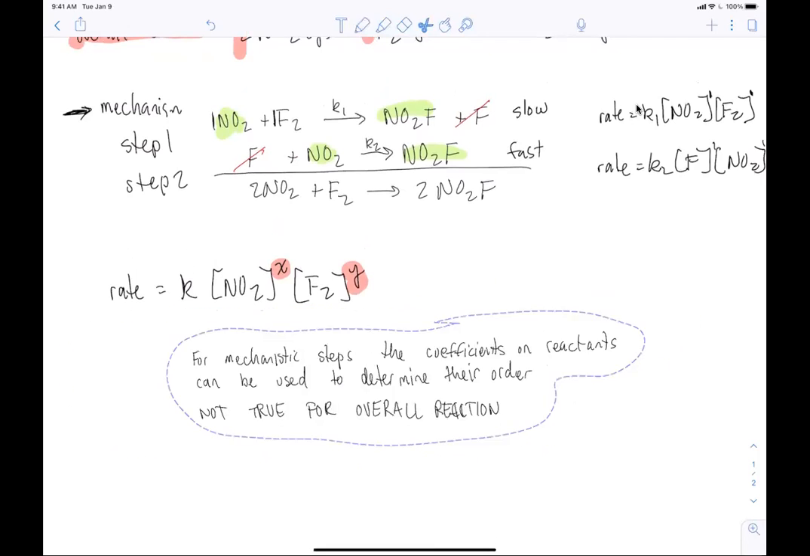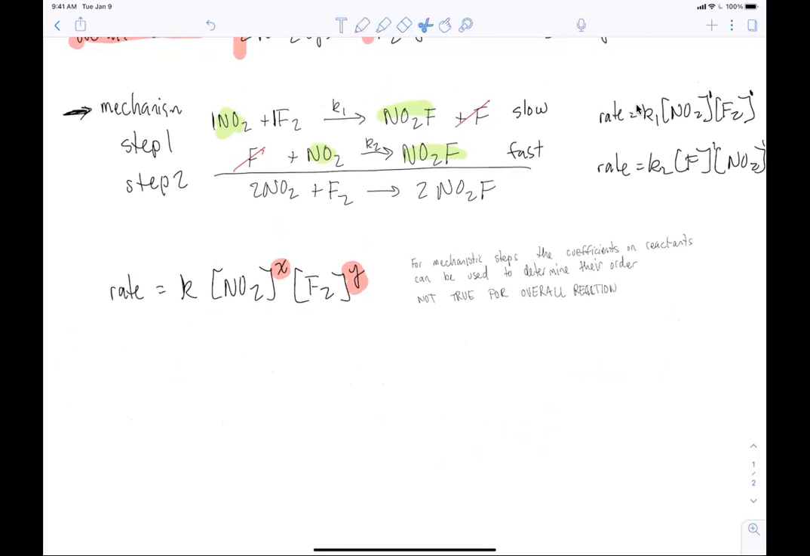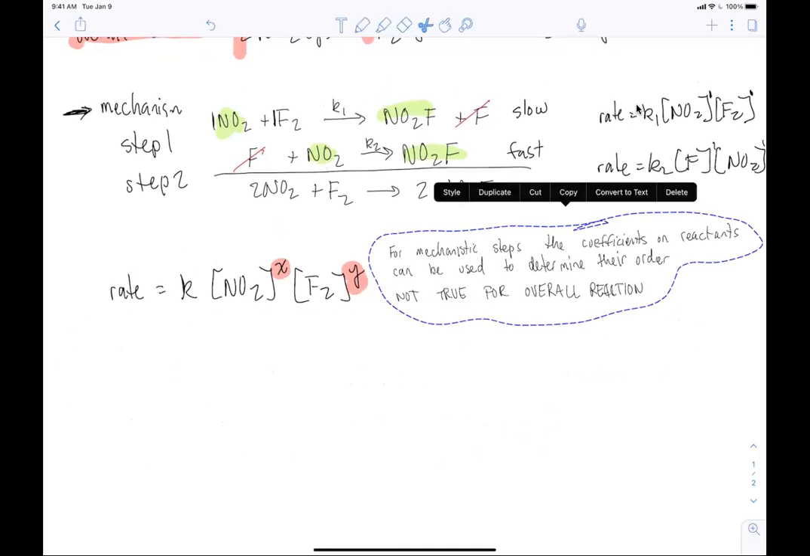So, yeah, this app is kind of wonky in terms of moving stuff. There we go. Put this small over here so I have some room.